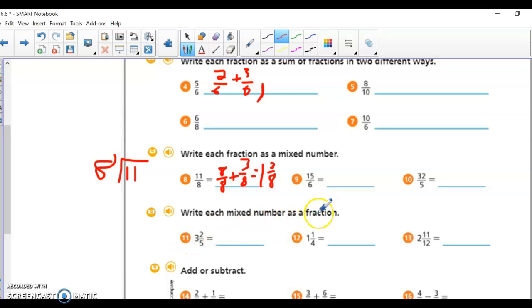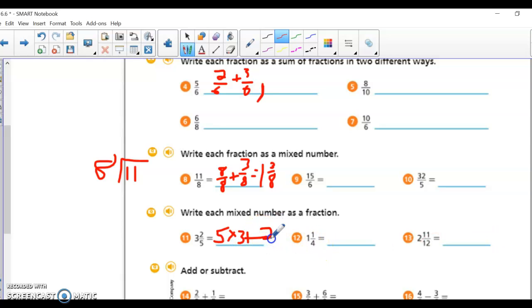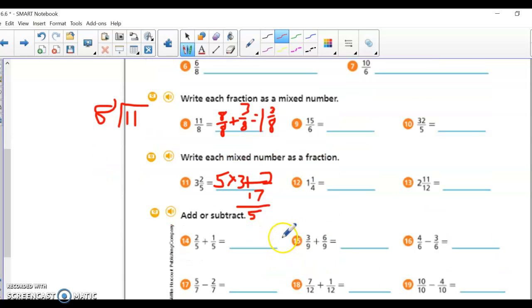Write this number as a mixed fraction. Remember, we multiply on the bottom, so this is going to be 5 times 3. And then you add the numerator, or plus 2. So your new fraction, and I'm going to write it down below here, 5 times 3 is 15, 16, 17 fifths. Okay, see if you can convert these last two. Multiply on the bottom, add the top.